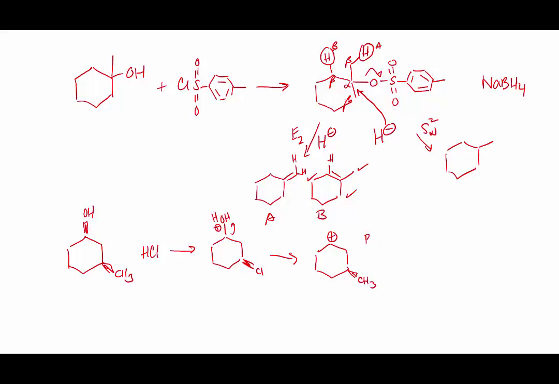And now for the Cl minus, how is it going to add to the ring? Well, it can add 50% above, 50% below. And so I'm going to end up then with 50% bold Cl and 50% dash Cl.